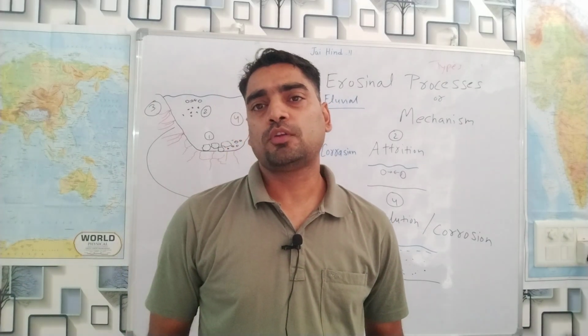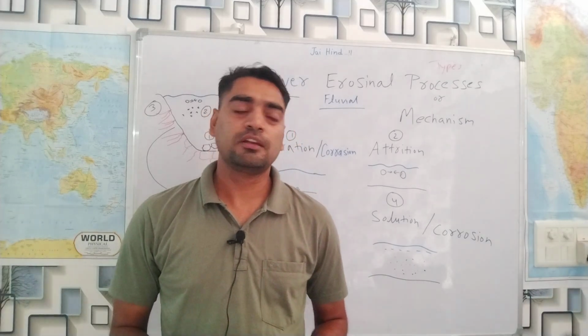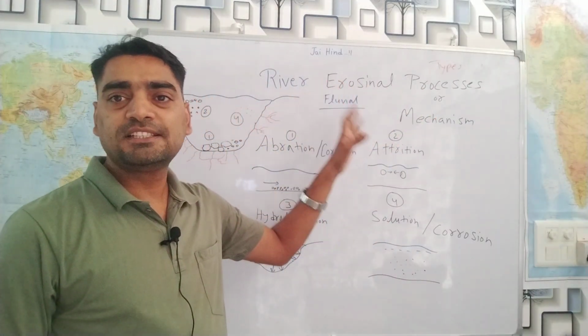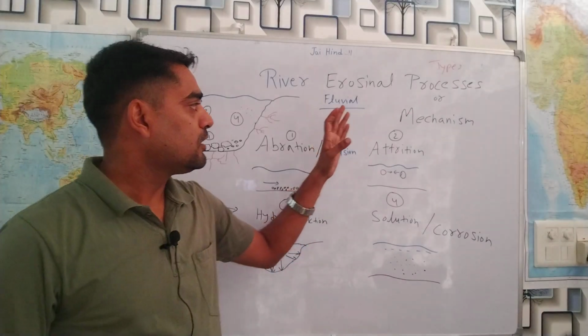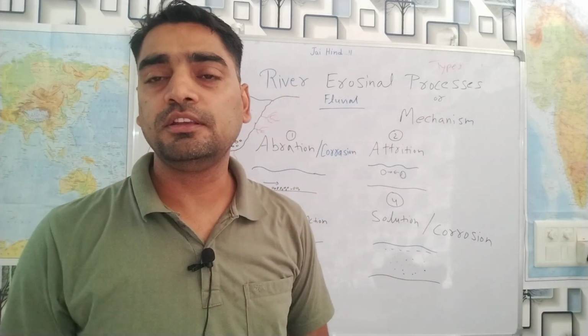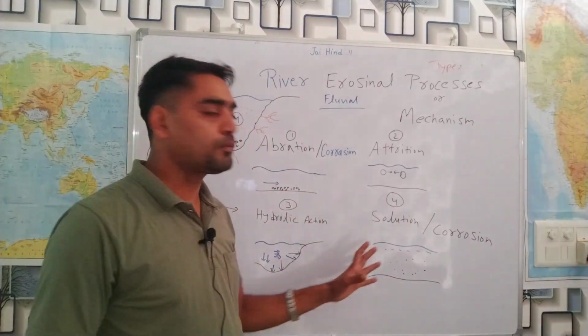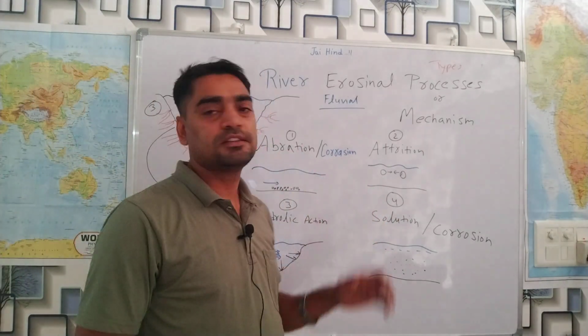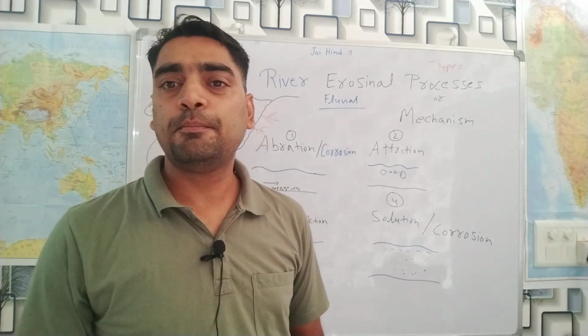If you talk about the fluvial processes, there are four kinds of fluvial processes or fluvial mechanisms which are the cause of river erosion, or you can say the river erosion is done by four processes. The first one is abrasion or corrasion. The first process is abrasion.